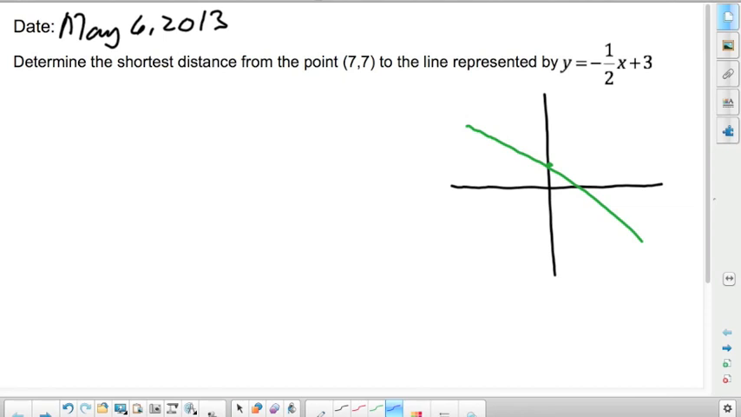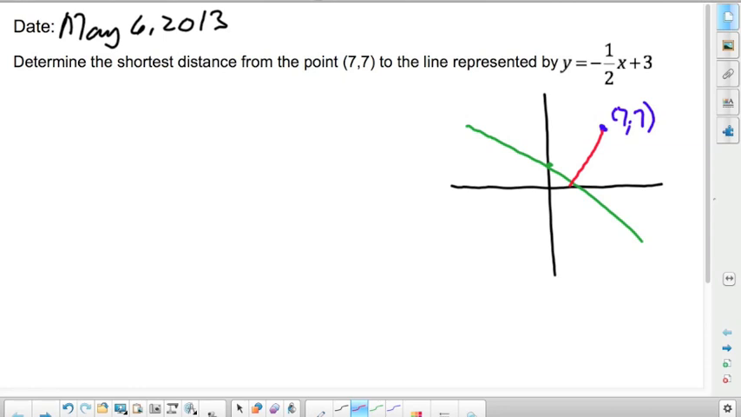Then we have a point, 7, 7, out here. So what is it that we're trying to do? We want the shortest distance from that point to our line. So we just draw it out. It may look something like that. So we want the length of that red line.